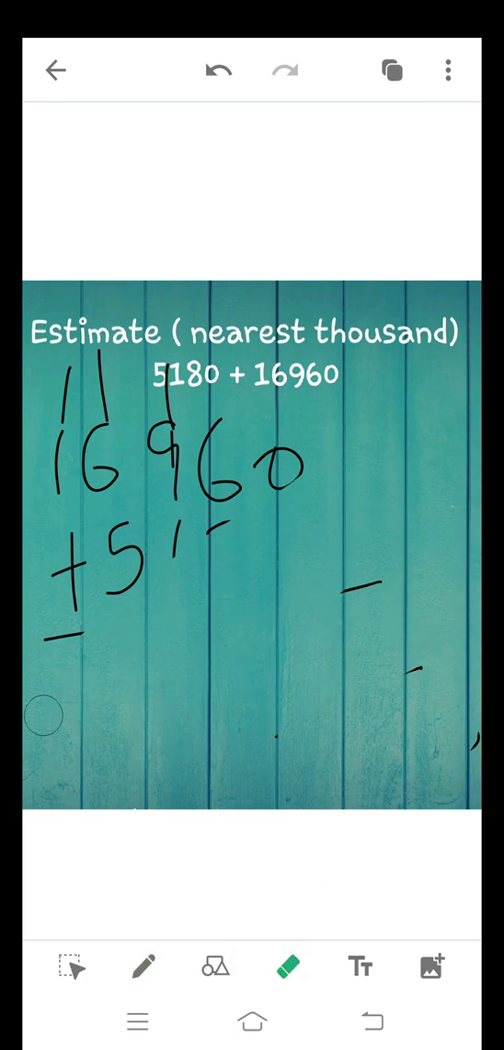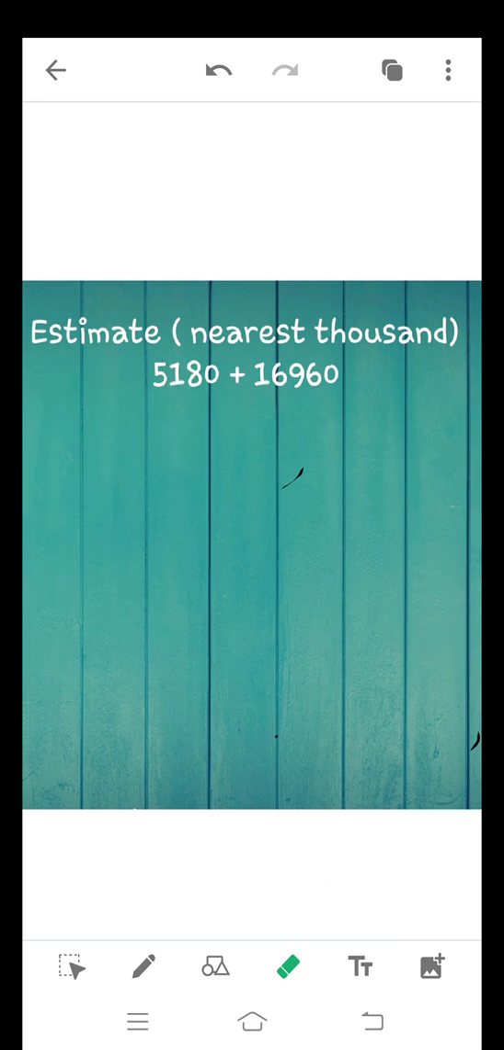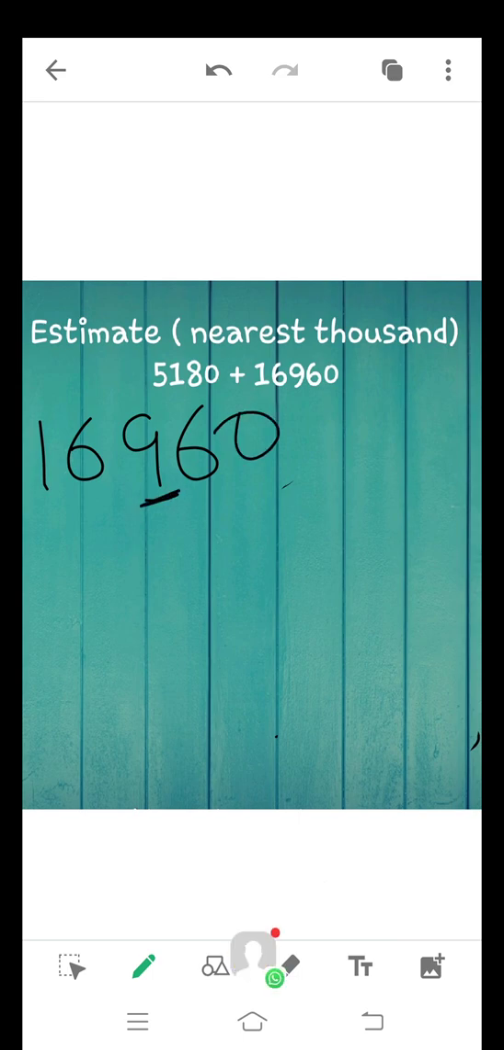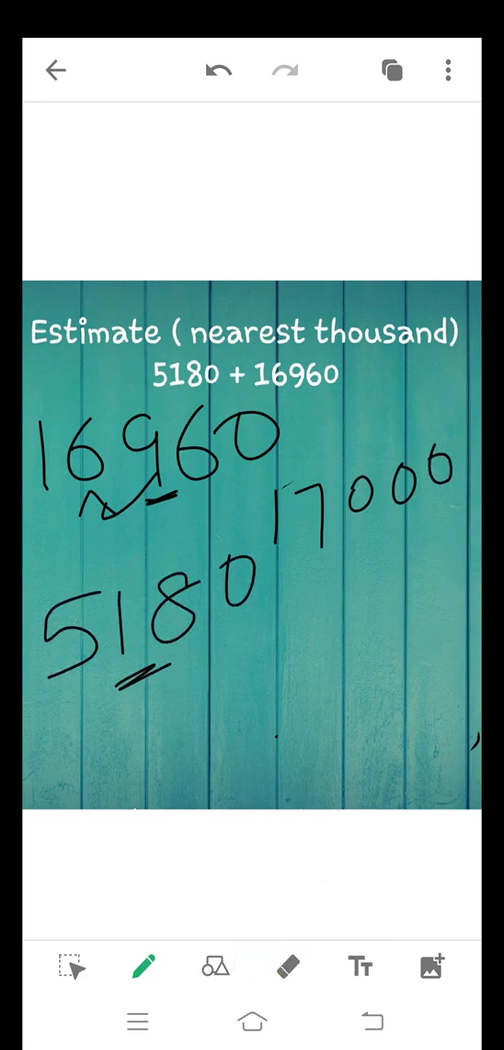This is our actual sum. Now we will calculate the estimated sum. First of all write the greater number, 16960, and we have to round off to the nearest 1000. So we will see the 100 place. It is 9 and greater than 5, so we will add 1 to the 1000 place. It becomes 17,000. 5180. Here 1 is in the 100 place and it is less than 5, so we replace the 100, tens and ones place by 0. It is 5000.